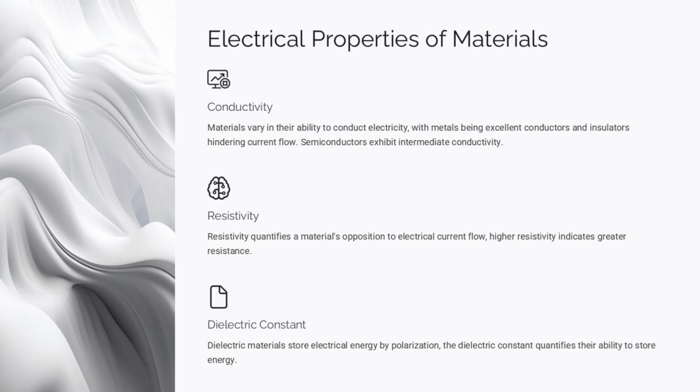Conductivity refers to a material's ability to allow the flow of electrical current. Metals are excellent conductors. Insulators hinder current flow, and semiconductors fall in between. Resistivity is a measure of a material's opposition to current flow. Higher resistivity means greater resistance. Dielectric constant quantifies a material's ability to store electrical energy through polarization, important for capacitors and other energy storage applications. Understanding these electrical properties is crucial when designing electrical and electronic systems.